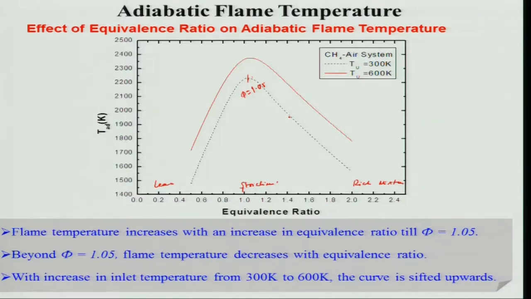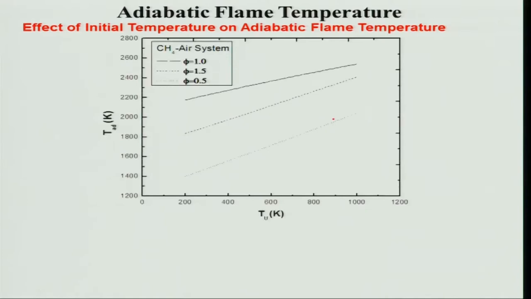And similarly, when you increase this inlet temperature to 600 Kelvin, that is the red line, which indicates a similar feature. And most of the hydrocarbon mixtures will have a similar feature, so also the hydrogen-air and all this. So, let us now look at how it varies with initial temperature.